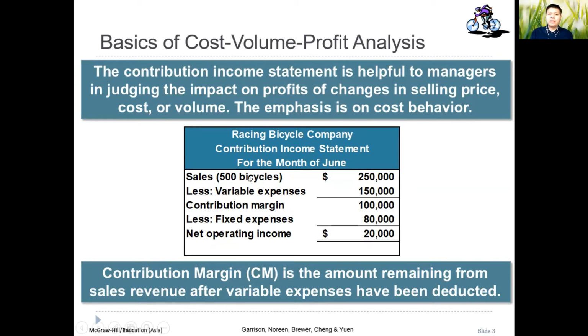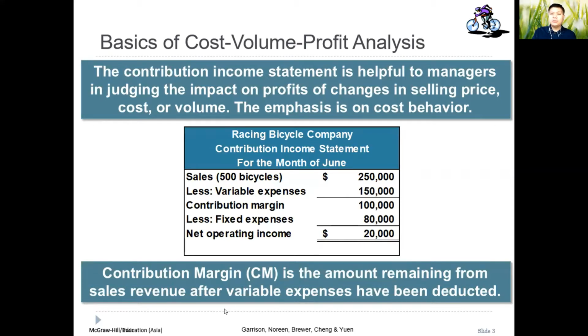So it says here that 500 bicycles, the total selling price is 250,000. So would you know how much is the selling price per unit? That's 250,000 divided by 500. Would that be $500? Less the variable expenses. Would you know also the variable costs per unit? That will be 150,000 divided by 500 units. And then 250 minus 150, you get 100,000. Less the fixed expenses, then you have the net operating income.